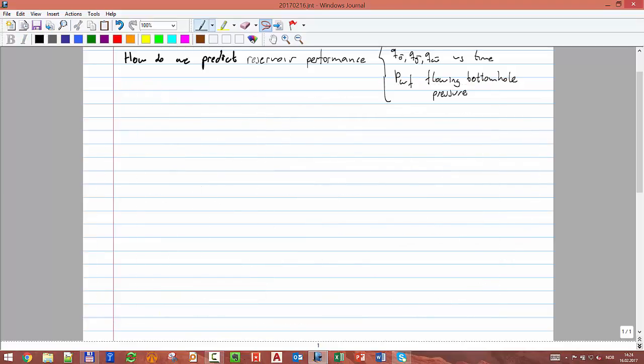So we have three methods to predict reservoir performance, and one of them is material balance, that we tried last class. That is basically assuming that all the reservoir is in a big tank. So it's one-dimensional. We say it's a tank approach.